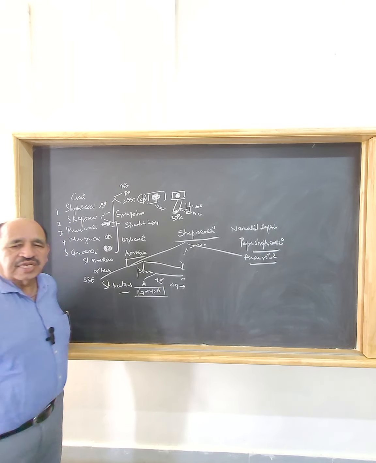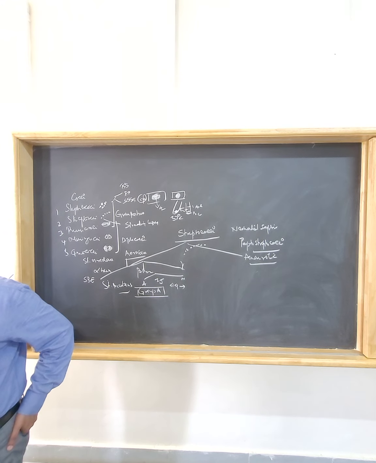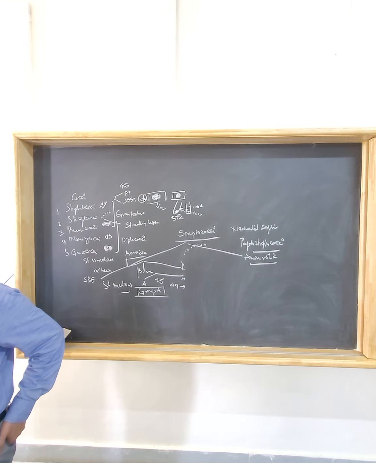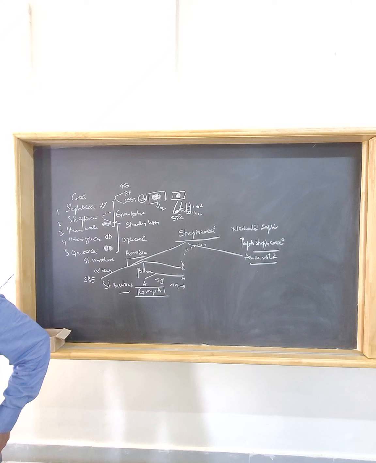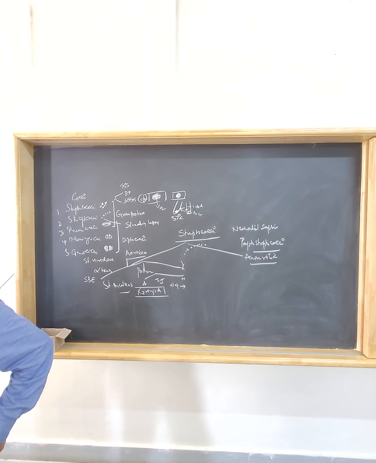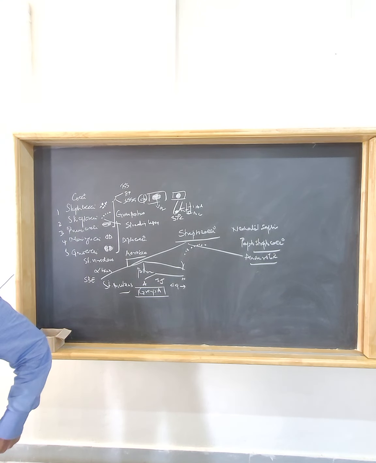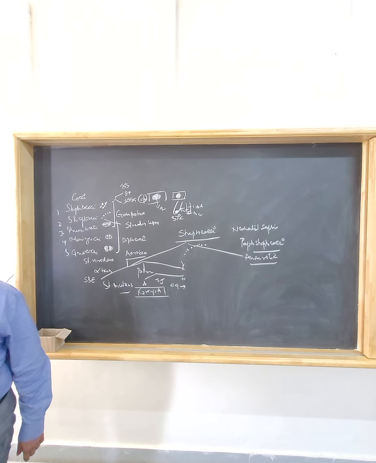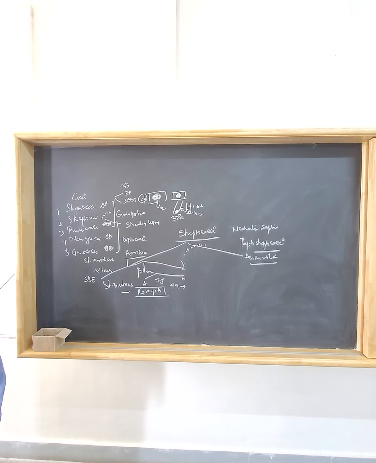Group A streptococci is nicknamed as flesh-eating bacteria, and it licks the joint and bites the heart. Everybody, it licks the joint and bites the heart.